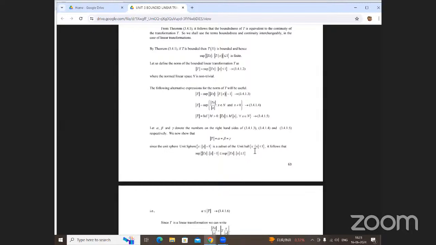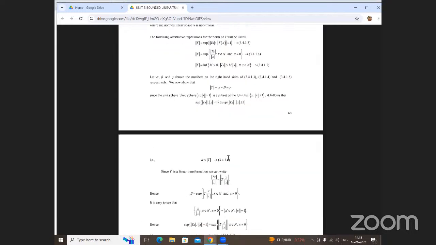Here x is any normed linear space element with norm x less than or equal to 1. It follows that the supremum of norm Tx, where norm x equals 1, is again less than or equal to the supremum of norm Tx, where norm x is less than or equal to 1. Either way, it cannot exceed this one. Now this value is equivalent to alpha less than or equal to norm T. This is another equation.